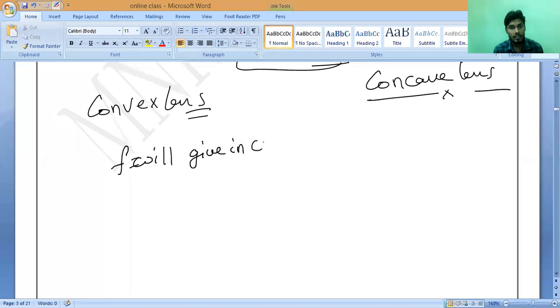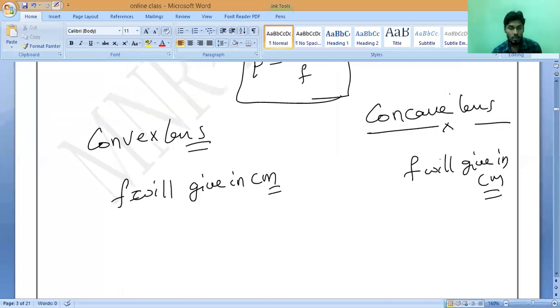Yes, sir. We will give it in centimeters. Is it right or wrong? Here also, f will be given. In centimeters. So by that time you need not go for conversion. Directly we can use this formula also, if you are comfortable.